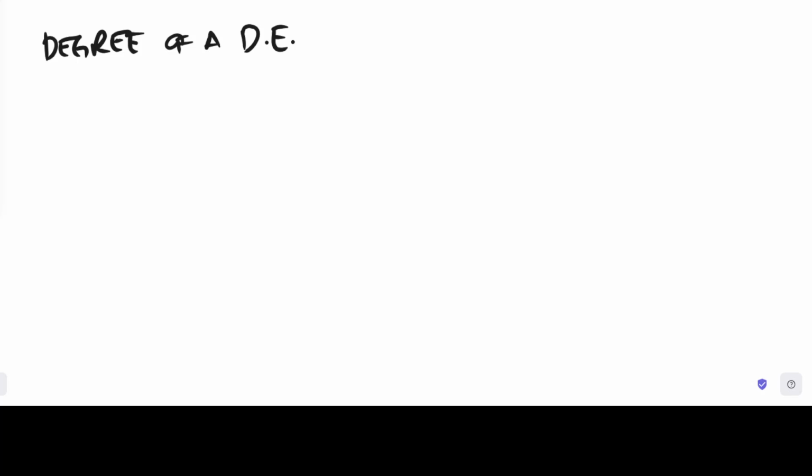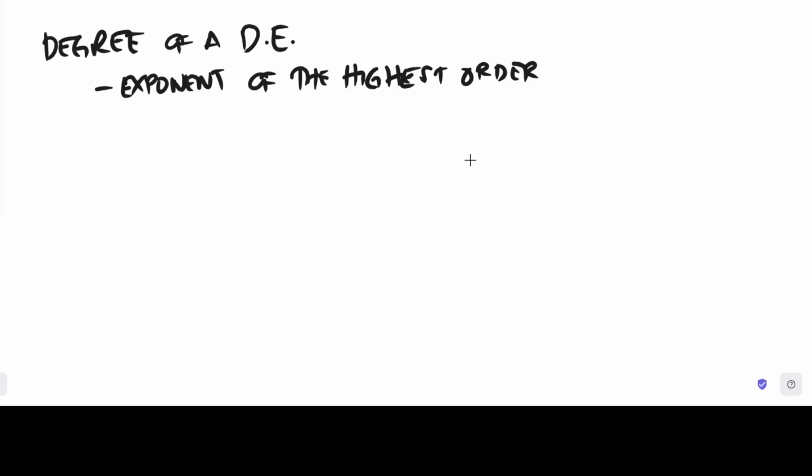For this characteristic, we are defining the degree of a DE as the exponent of the highest order derivative, or rather the highest exponent of the highest order derivative. So let's go back to our examples earlier and try to determine the degrees of the examples.